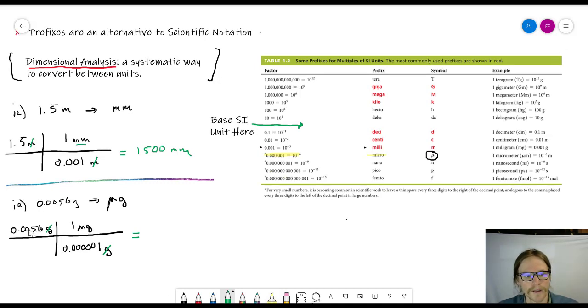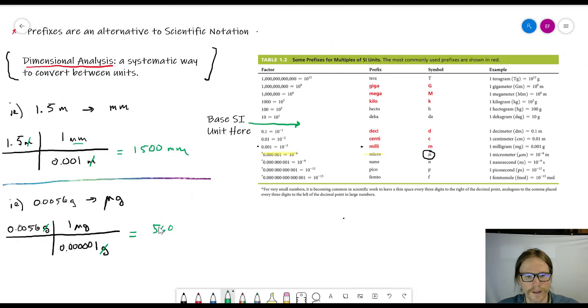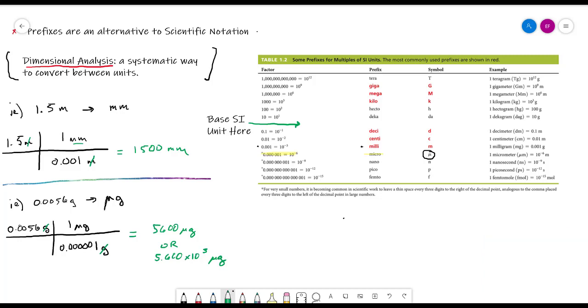So multiplying 0.0056 times 1 divided by this quantity is going to give me 5,600 micrograms, or I could write this in scientific notation as 5.600 times 10 to the third micrograms. Either way would be correct. There is basis for writing it one way versus the other, and we'll talk about that in a few seconds when we talk about significant figures.